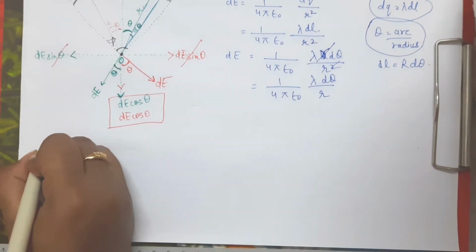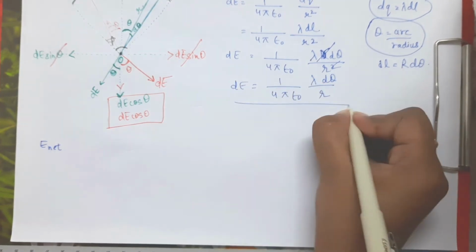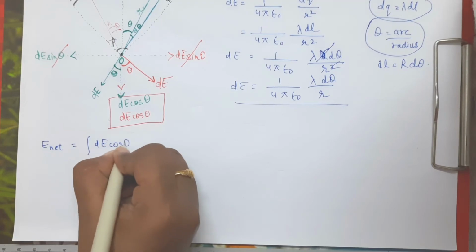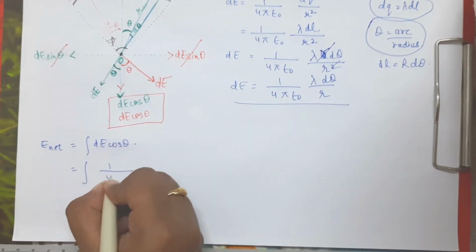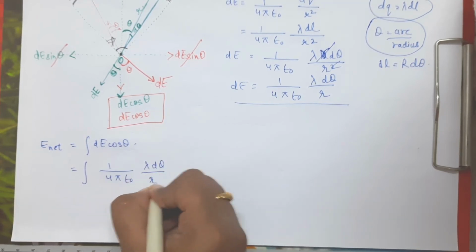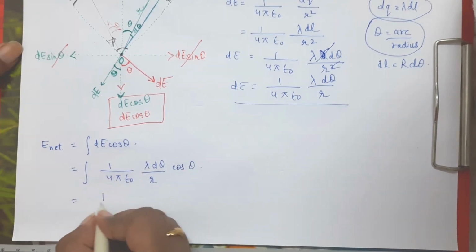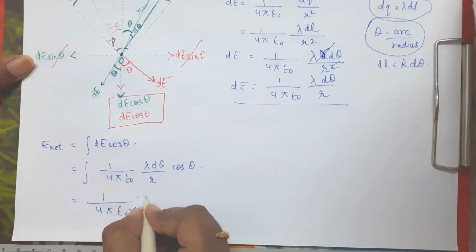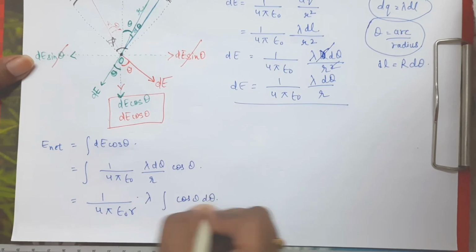So now we need to find out E net, right. We know the value of dE now. E net is equal to integration of dE cos theta. So it will be integration of this dE, that is 1 by 4 pi epsilon naught lambda d theta by r into cos theta. Now take out all the constant values, that is 1 by 4 pi epsilon naught r into lambda integration cos theta d theta.